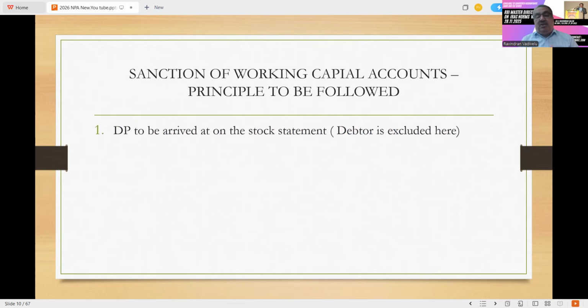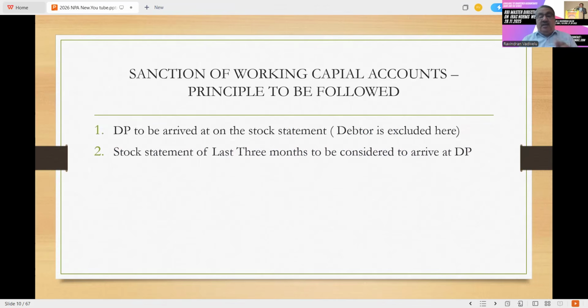DP has to be arrived at on the basis of the stock statement. So here they say that the DP, drawing power, has to be arrived at based on the stock statement. It is my view that debtors are excluded, so there is no need for you to arrive at the DP. This is my view. But a few learned chartered accountants say that the stock statement includes the debtor statement. So please refer to the sanction letter, based on which you have to work out the drawing power. Next, only the last 3 months' stock statements you have to consider. Suppose we are going for the audit of March 2026, you have to consider the stock statements of February, January, and December. All 3 stock statements you have to consider.